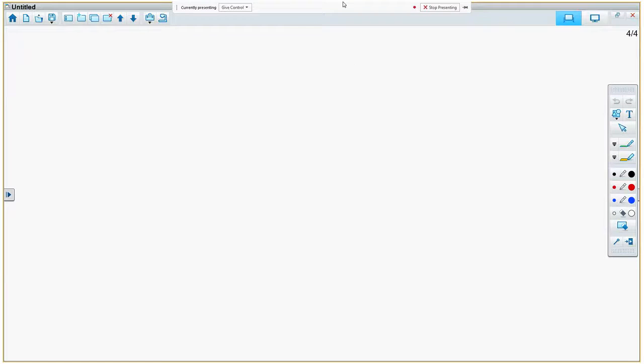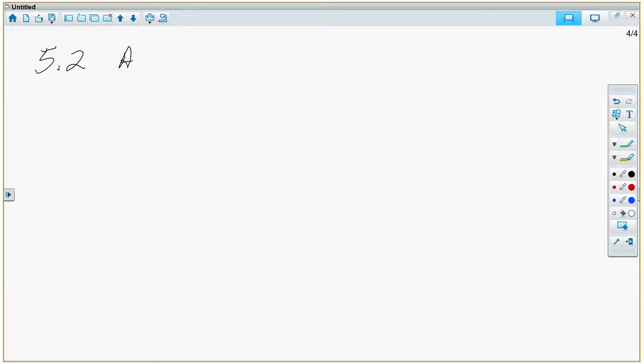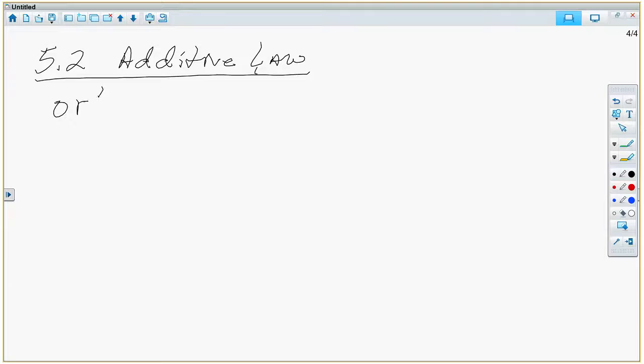5.2. 5.2 should be the additive law. Somebody check to make sure. Okay. The additive law is pretty much around the word or. I'm pretty sure it's the word or. Might check that for me. I think it's the word or.